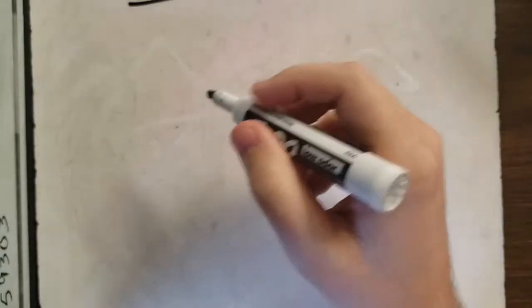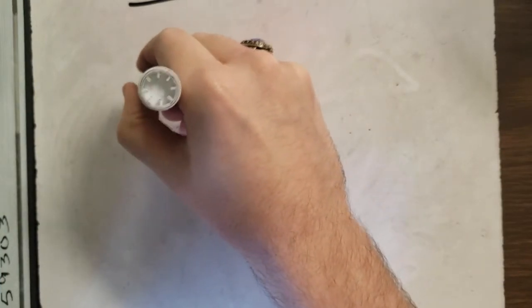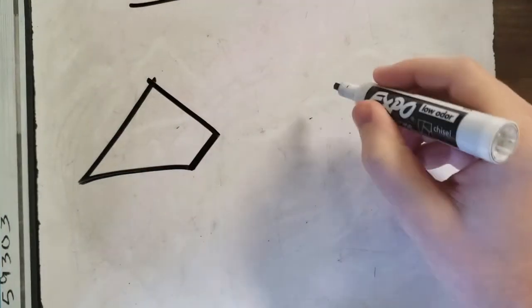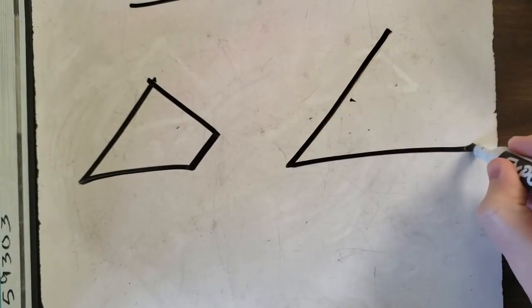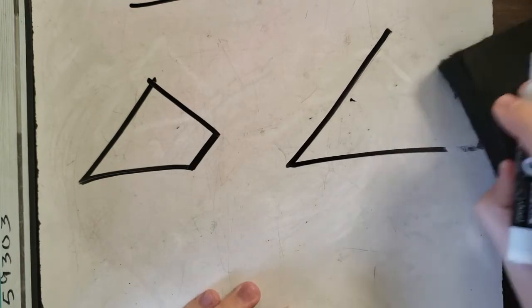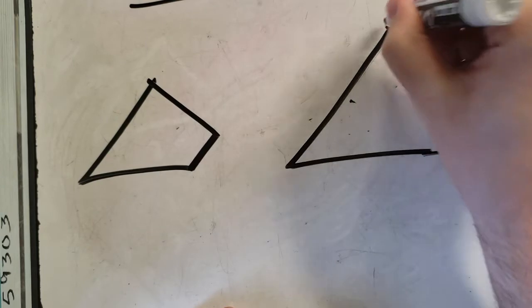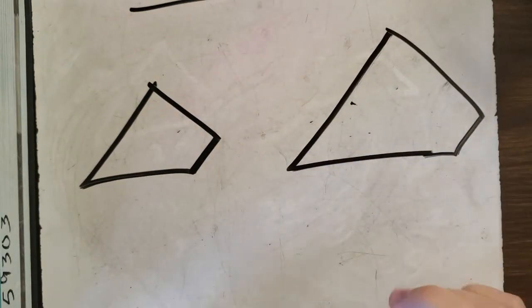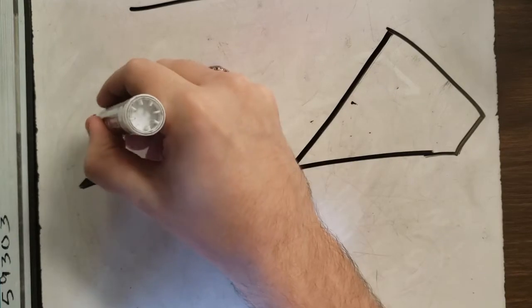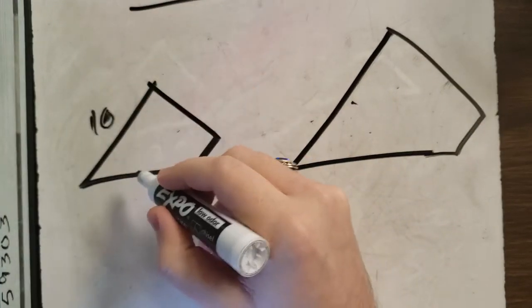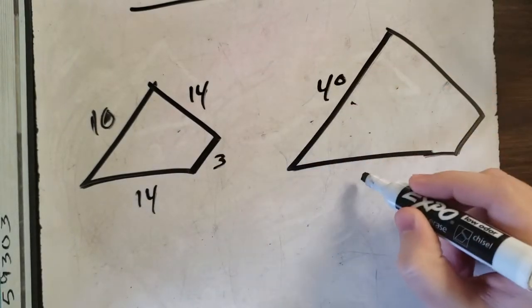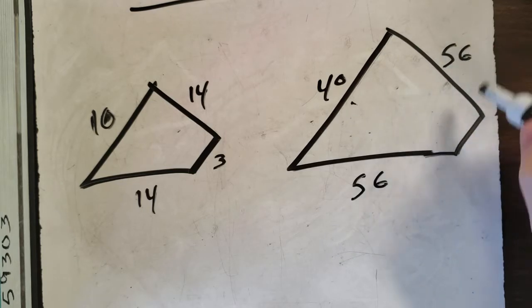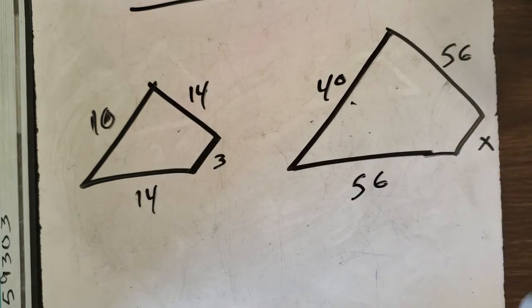Let's do a different shape. All right, hold on. Let's try that again. So a smaller one and a bigger one, of these polygons. Let's give this side 10, 14, and 3. And this side is going to be 40, 56, and x. And our job is to find out what this x is.